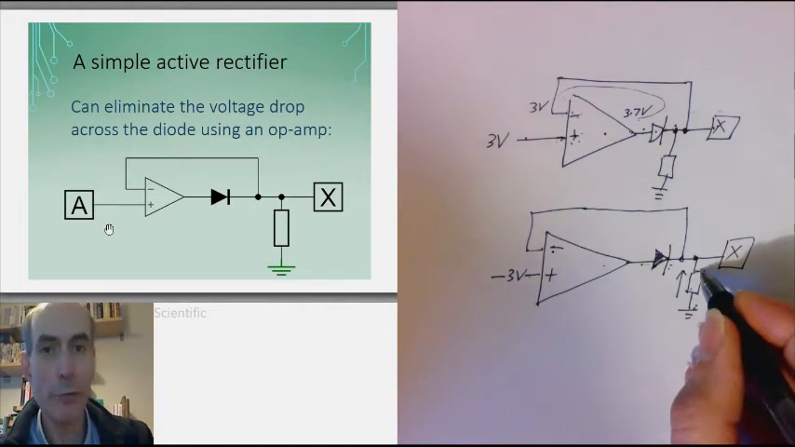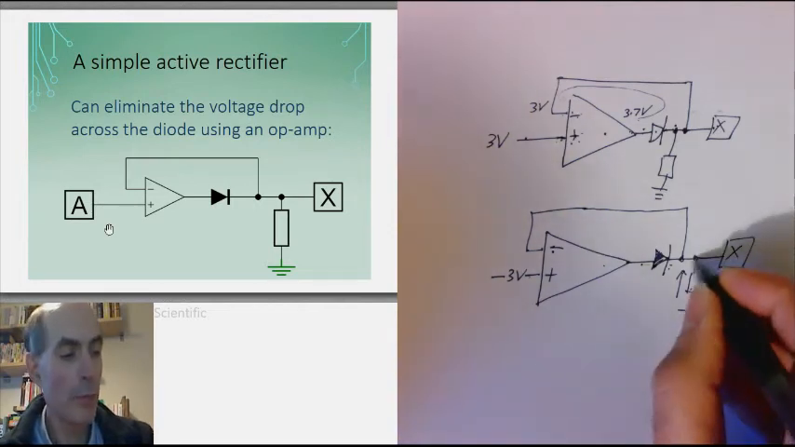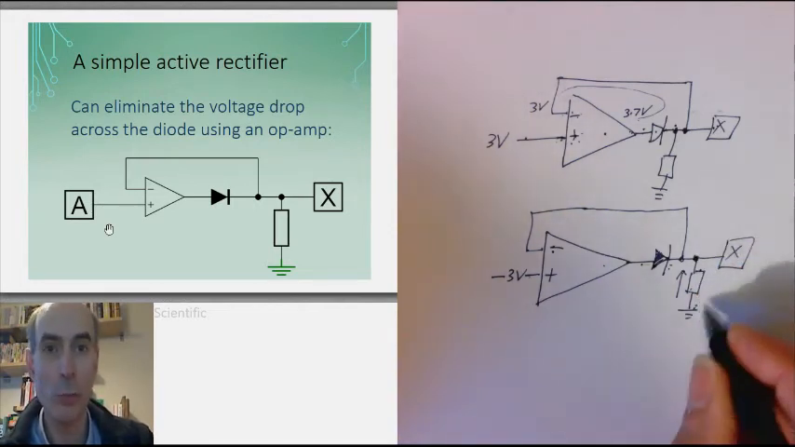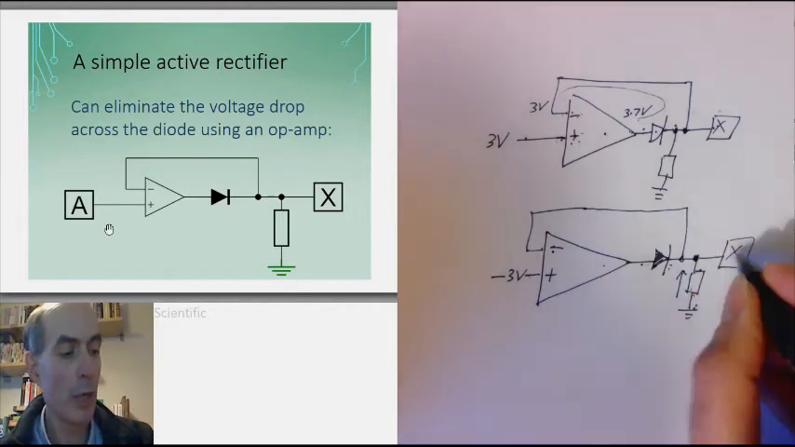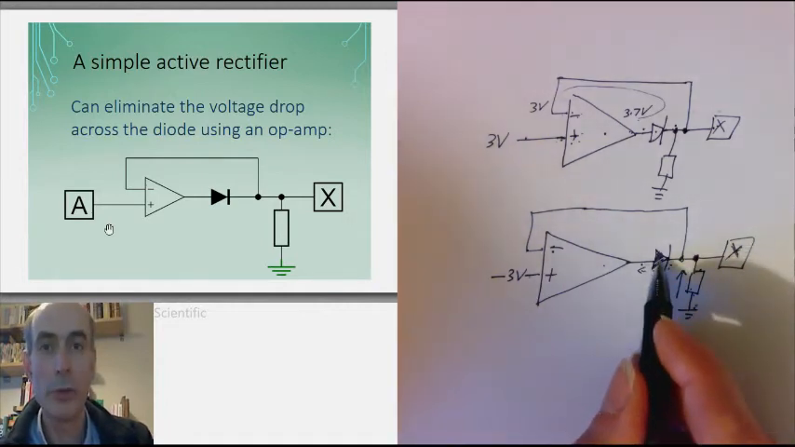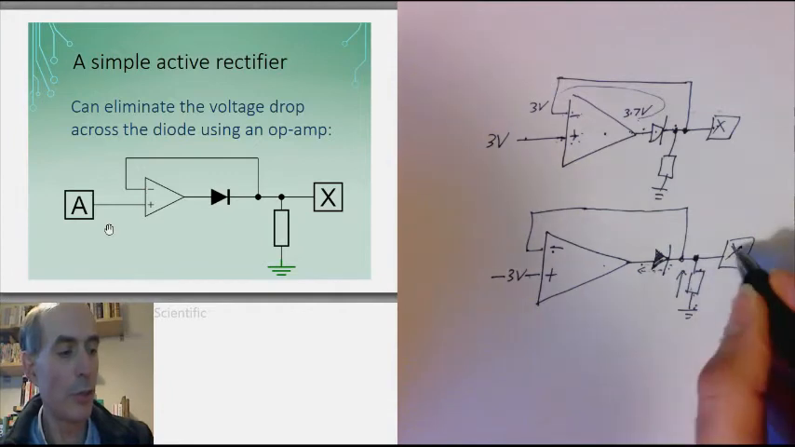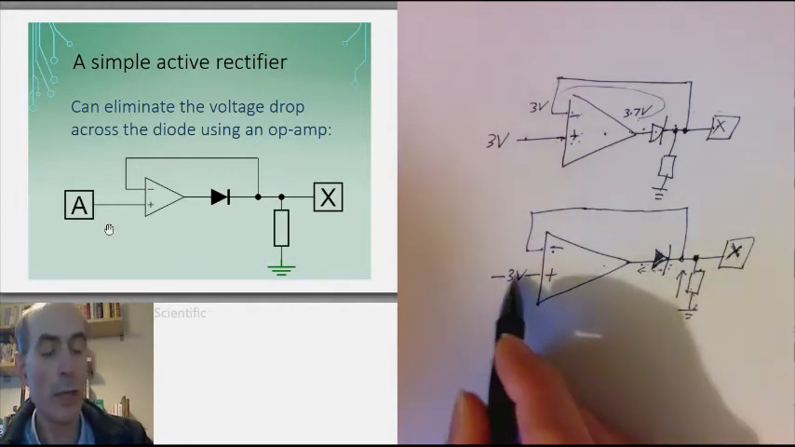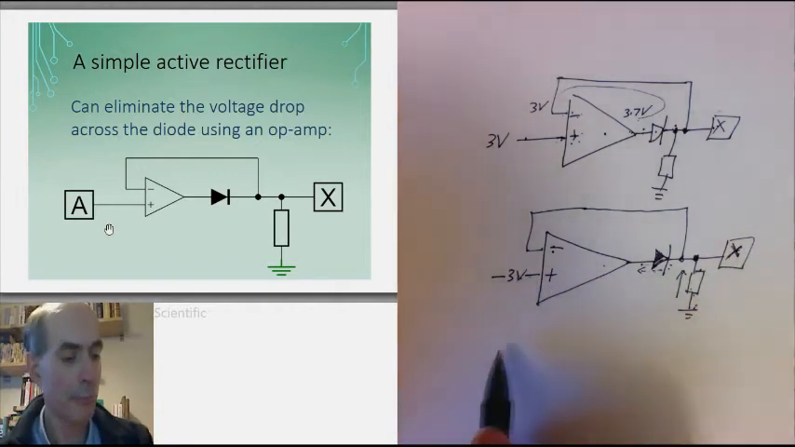So with no current flowing through this 1K resistor, there's no voltage drop across this 1K resistor, the output here is at 0 volts. Not exactly 0 because there is the small saturation current flowing through the diode, but to a very good approximation it is 0 volt output when the input is negative.